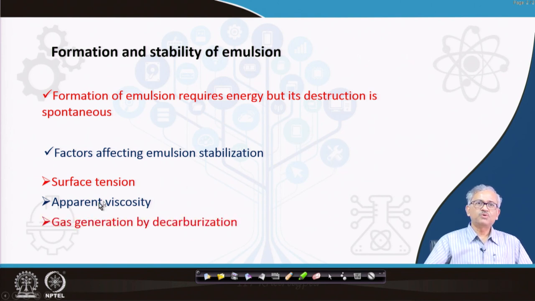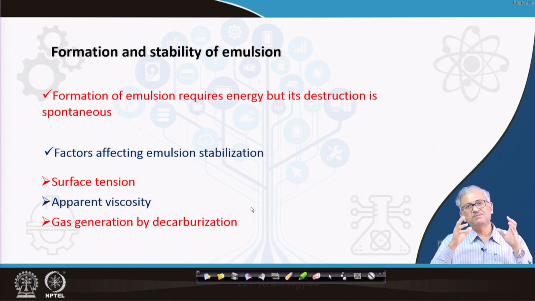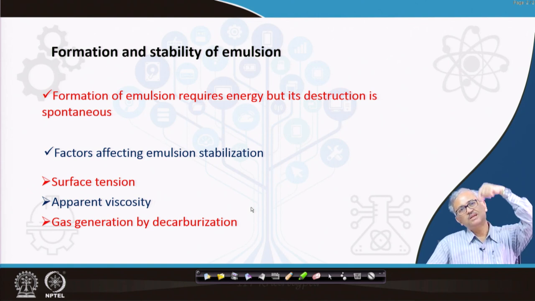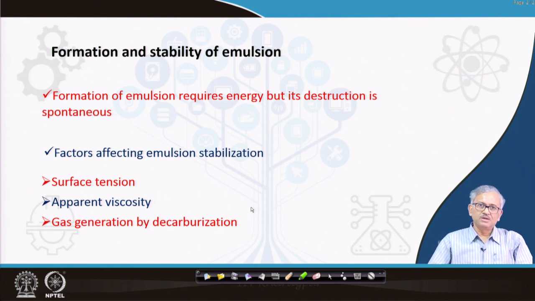Thirdly, and the most important, is the gas generation by decarburization. When the bath gets decarburized, CO bubbles form, and those CO bubbles basically stabilize the foam. It needs a continuous supply, because a CO bubble will come and then escape to the atmosphere. So you have to supply CO bubbles continuously, such that the emulsion always contains a significant amount of CO bubbles, which will stabilize the emulsion by buoyancy. Okay, so that is important. Gas generation by decarburization can stabilize it.